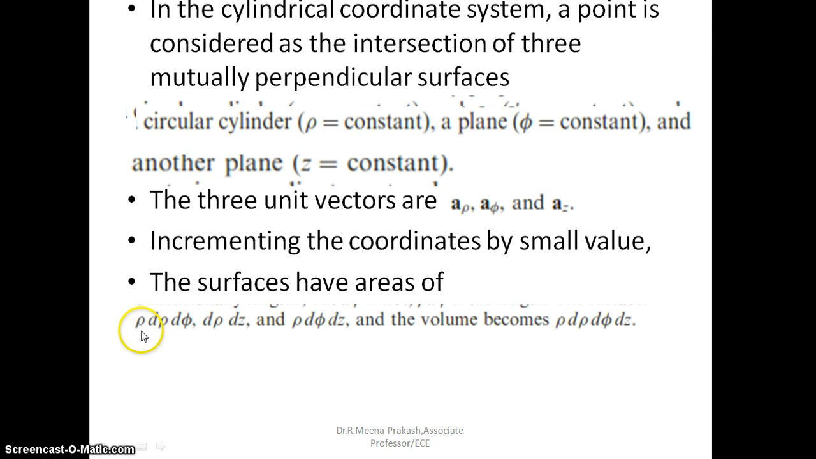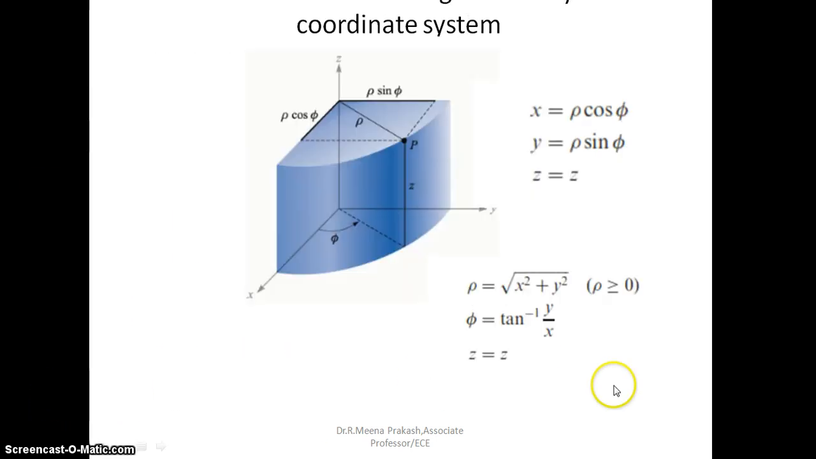One of the surfaces is rho d phi dz, the others are d rho dz and rho d rho d phi, and the volume becomes rho d rho d phi dz. So d rho is the incremental in radius, rho d phi is the incremental in angle phi, and dz is the incremental in the z plane. Okay, so here we have the three areas and the volume.